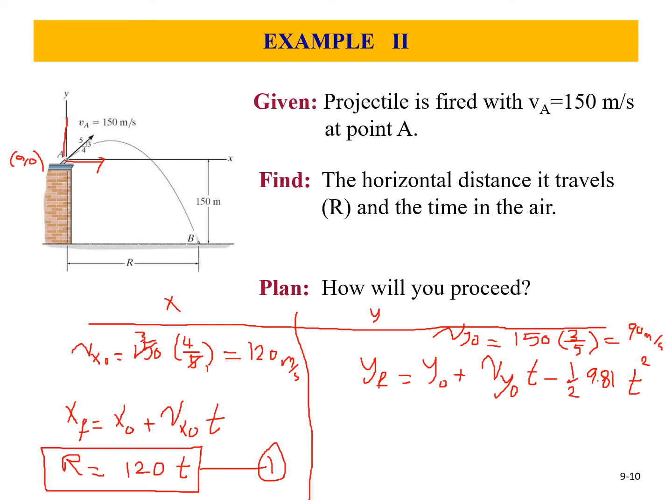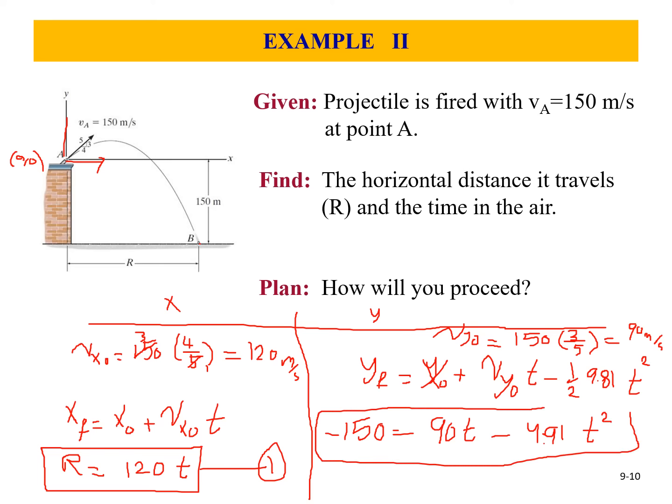Now, your y final is minus 150. Do we agree? Because we went down. Now, y initial is 0, so that's gone. Vy0 is 90, times t, minus 4.91 t squared. Now this is my second equation.